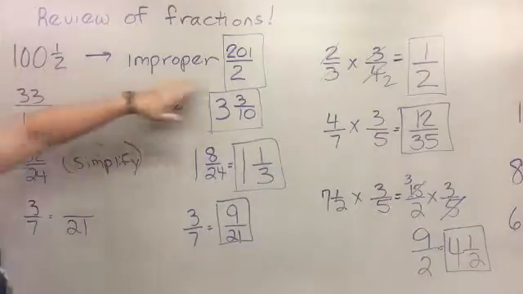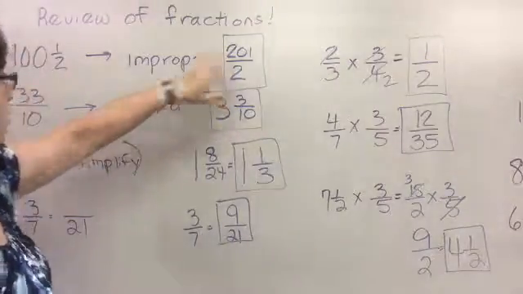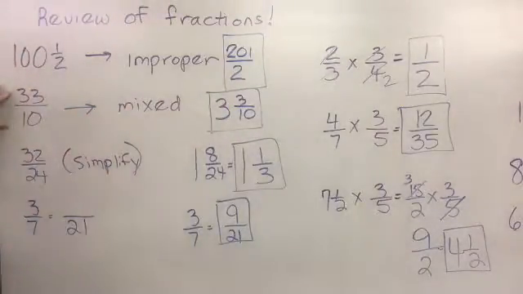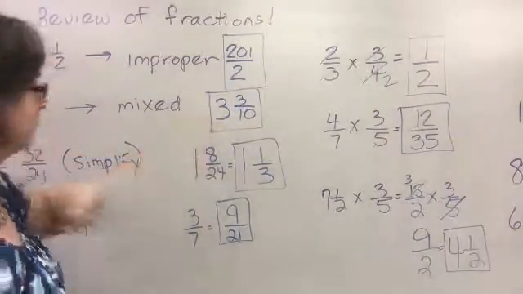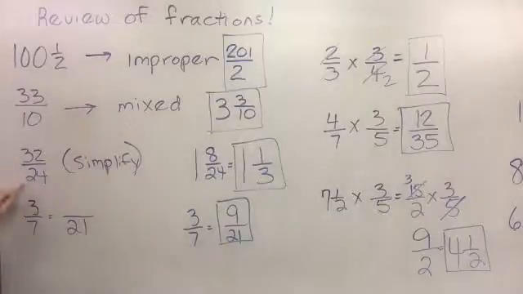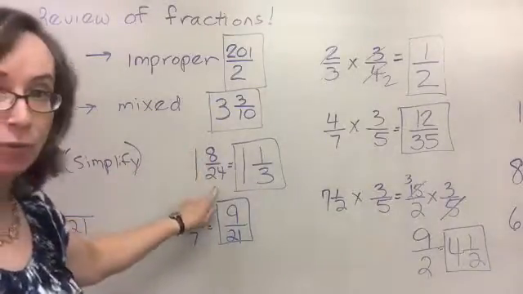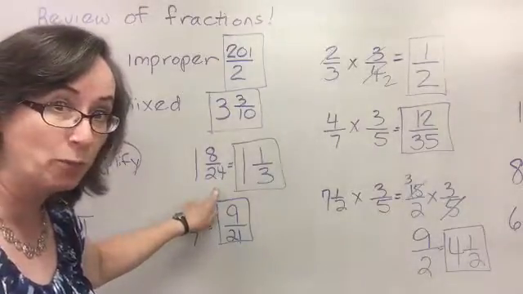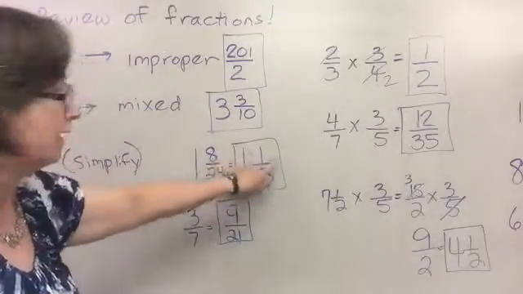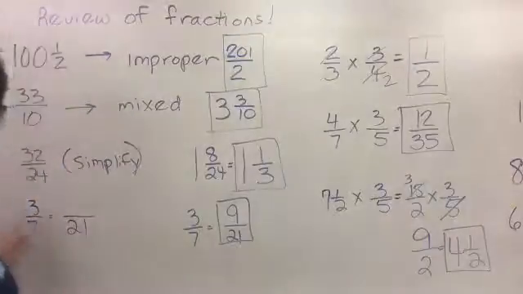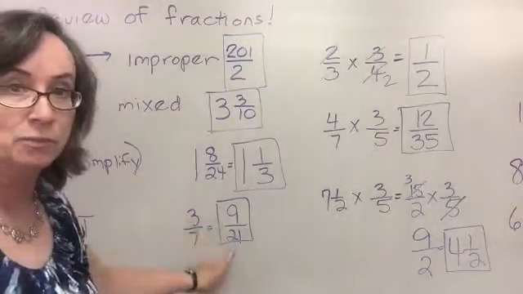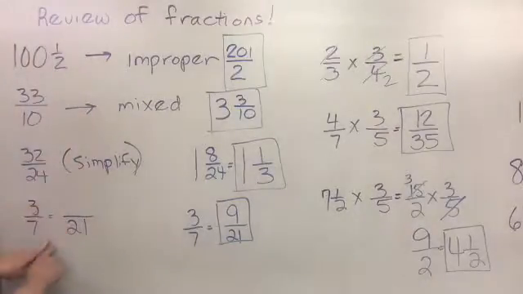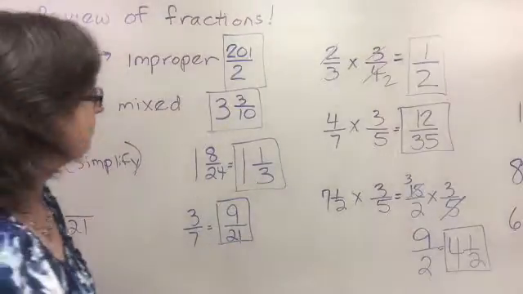100.5 is equal to 201 divided by 2. 33/10 is equal to 3 3/10 when you make it a mixed number. 32/24 simplifies into 1 8/24, but then 8 and 24 both divide by 8, so it's 1 1/3. 3/7 is the same as 9/21 because I'm multiplying by 3/3.